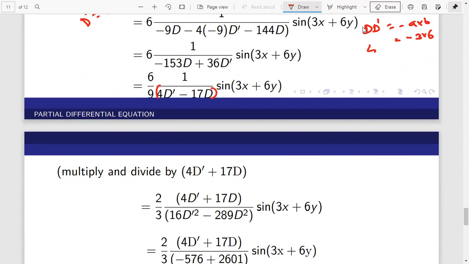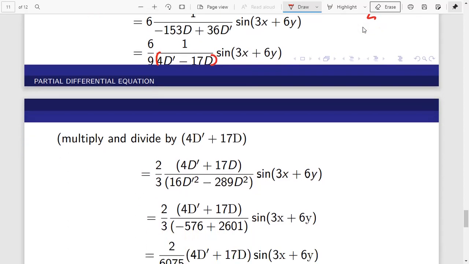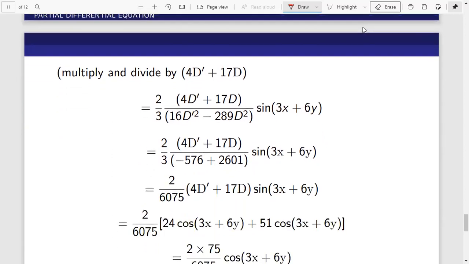If you are doing this process, 4d plus 17d divided by 16 d square minus 289 d square, you will get. In the numerator term, we want to multiply and divide by 4d plus 17d. So you can write as it is sin 3x plus 6y. Just simplify this, you will get 2 by 3, and simplifying this, 2 by 6075. And now we see this term 4d plus 17d sin 3x plus 6y.